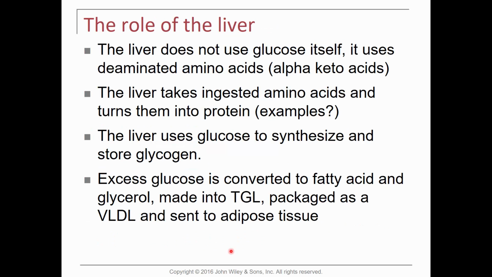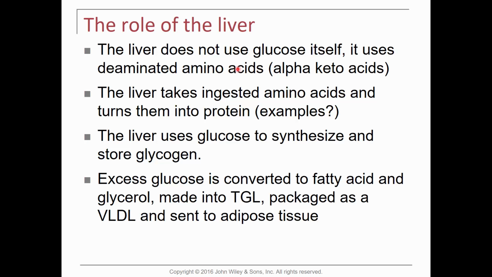All right, now, the liver is very important in this process. The liver does not use glucose itself for energy. It uses deaminated amino acids. And so when you take the amino group off, remember you have that ammonia that has to be detoxified and turned into urea, but the carbon portion you have left is called an alpha keto acid. So the liver uses that for energy.